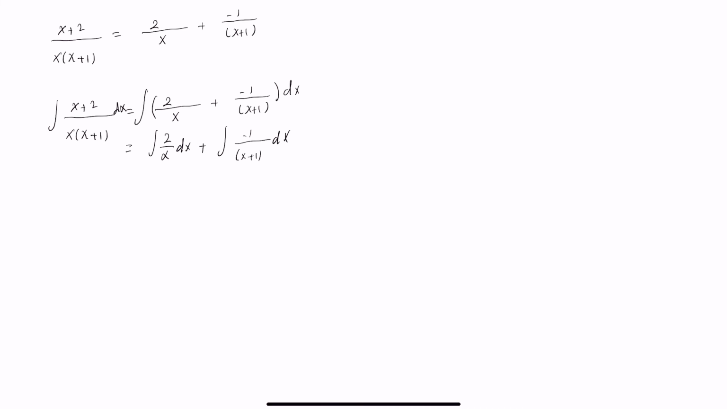Now the next step is to pull this constant out. So it's going to be 2 multiplied by the integral of 1 over x dx, and then minus, which is just minus 1, multiplied by the integral of 1 over (x + 1) dx. Note this integral in here. This is the integral of 1 over (x + 1) dx. This can be solved using substitution, and that's going to be equal to the natural log of the absolute value of the denominator, which is x + 1.